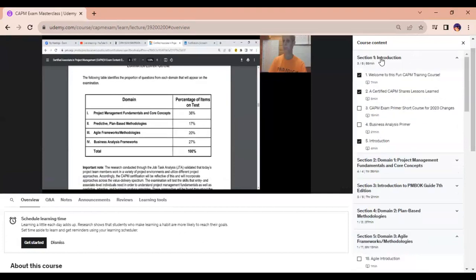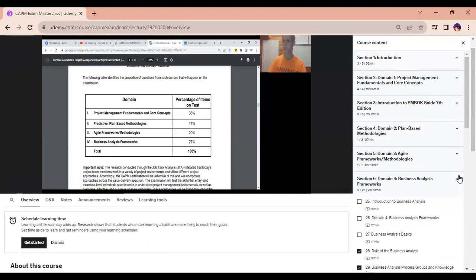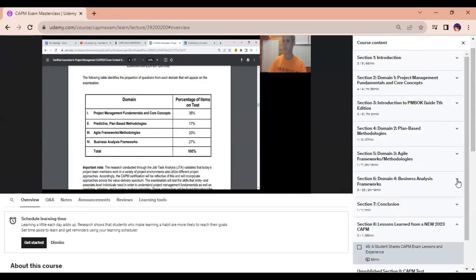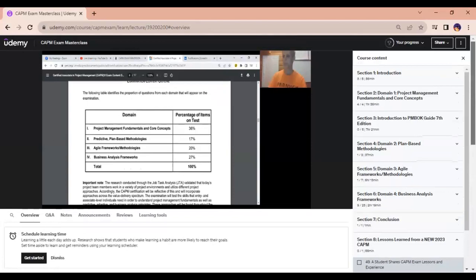Also, as part of the course, as you can see, we have section 1, the introduction, domain 1, I beg your pardon, introduction to PMBOK 7, then domain 2, then the Agile frameworks, then the business analysis. This is a boatload of great information. So if you are thinking of going for an online on-demand CAPM course, this is the course you want to be on.